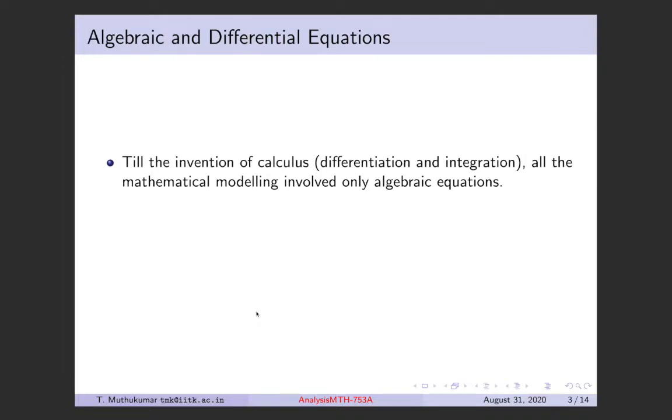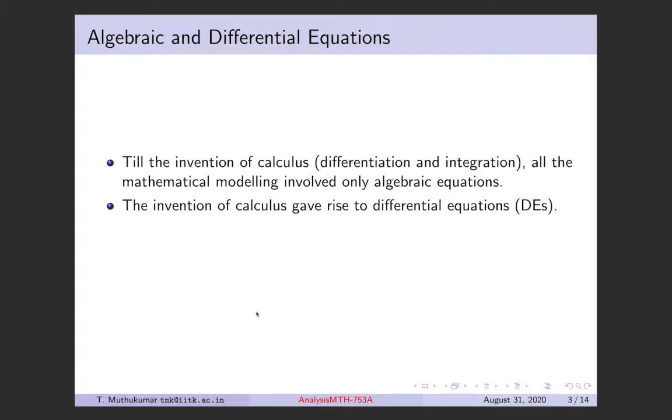It was calculus that made it possible to model much more difficult problems using rate of change and so on, and all that led to differential equations. Before that, it was all algebraic equations. That was what we were trying to understand and study and solve and so on.